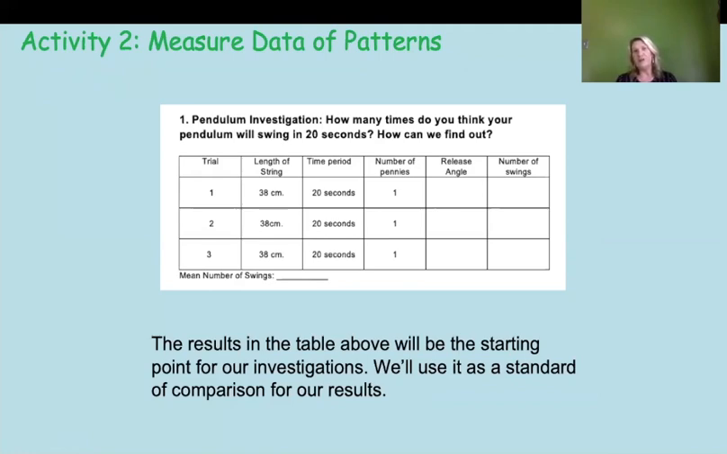Remember the mean, you add up the 3 trials and you divide by 3. So I'm going to give you a minute to do that. Okay, so I got 15.333, so I'm just going to take 15 because I added 16 plus 15 plus 15, and then I divided by 3. So the results in the table above will be the starting point for our investigation. We'll use it as a standard for comparing it to other results.